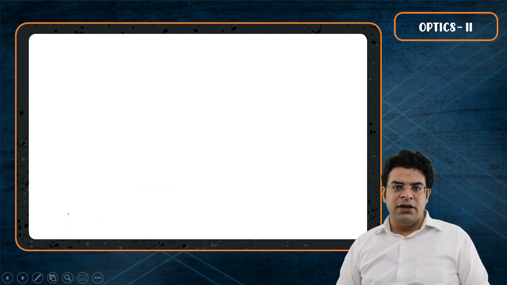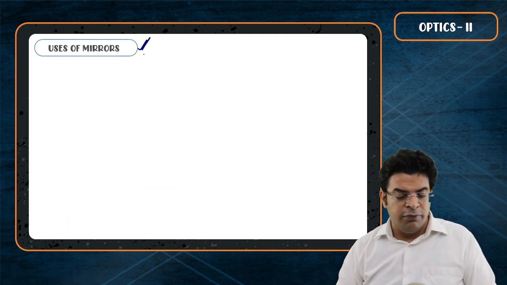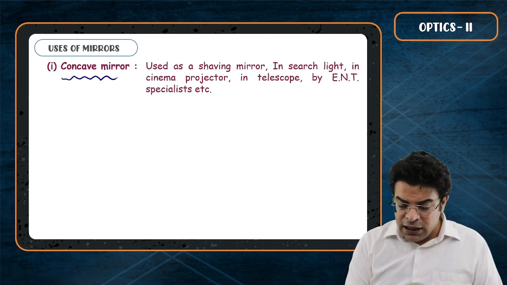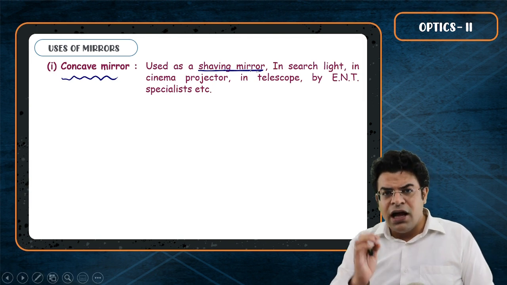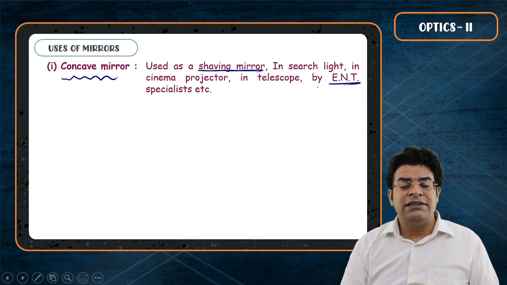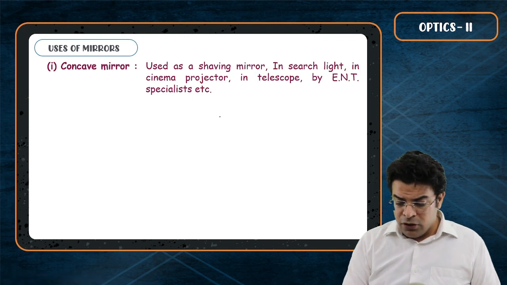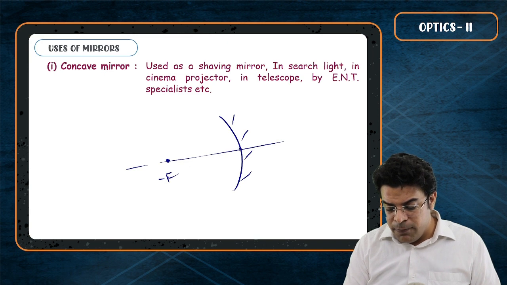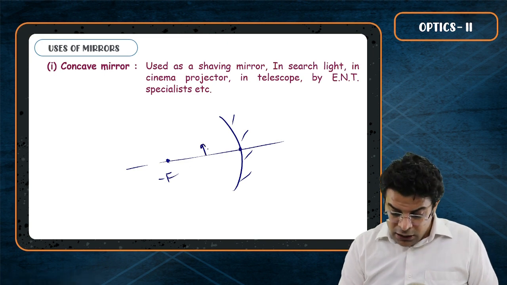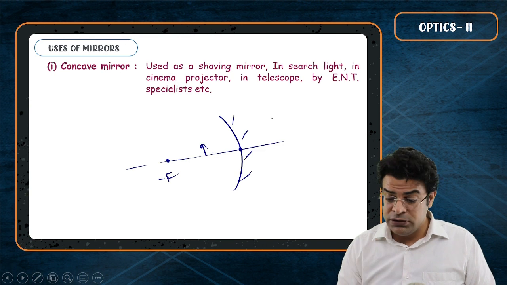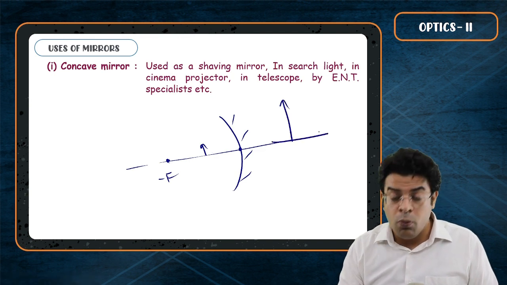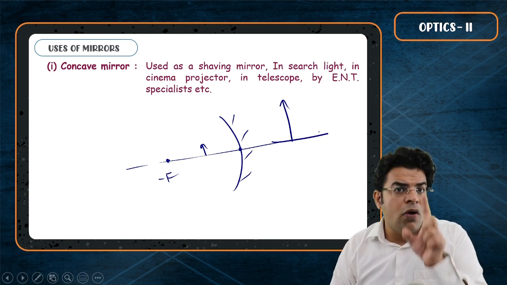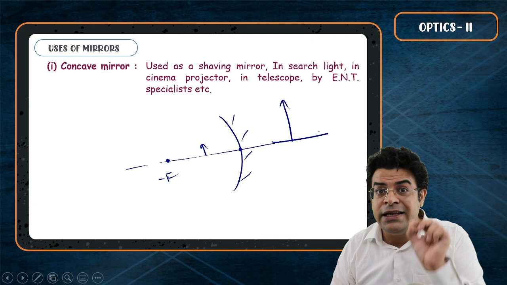Now, with this practice done, let's move on to the uses of mirrors. So where do we use concave mirrors? Concave mirrors are used as shaving mirrors. They are used by doctors as well as by dentists. Why? Because when the object is placed between minus f and pole, the concave mirror forms a magnified virtual erect image.